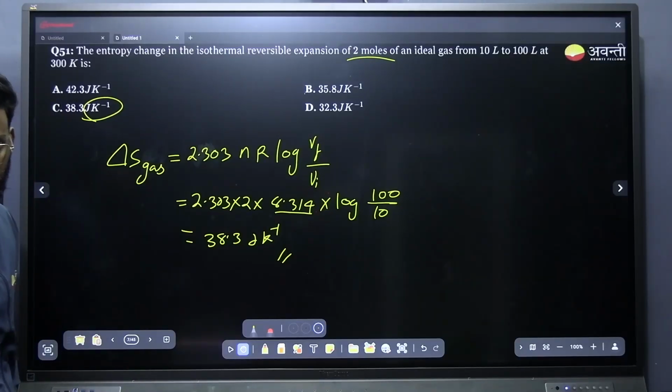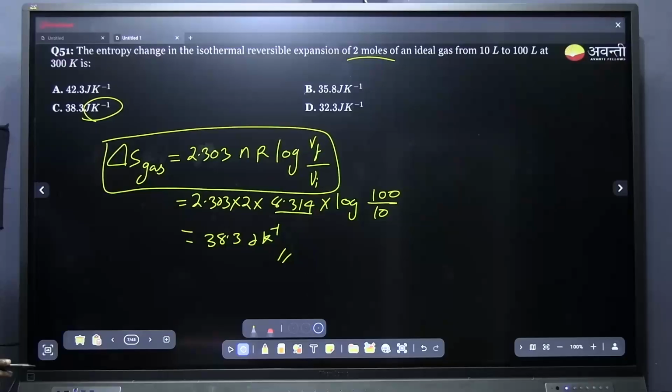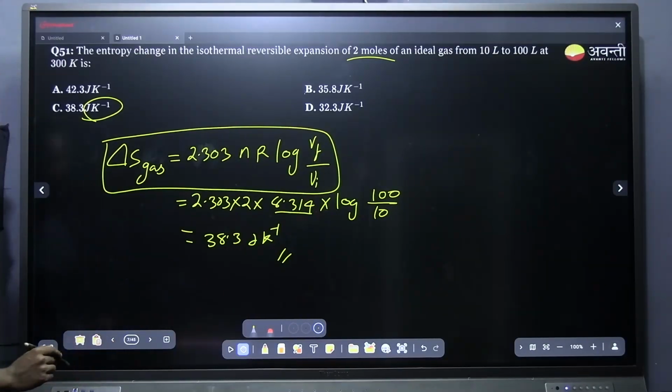Got it, students? Very easy only. You should not forget this relation. You should not forget this equation, delta S of the gas, 2.303 nR log Vf by Vi. Okay. Moving to the next question.